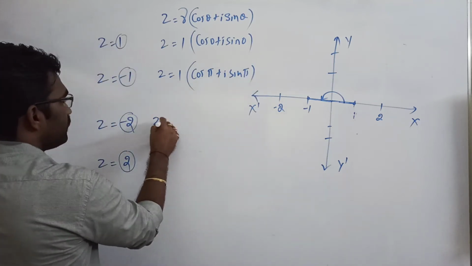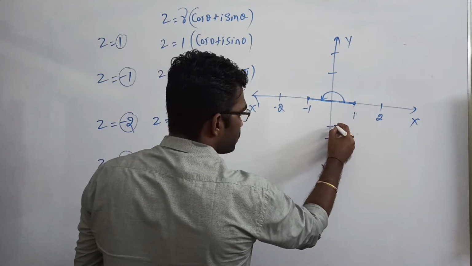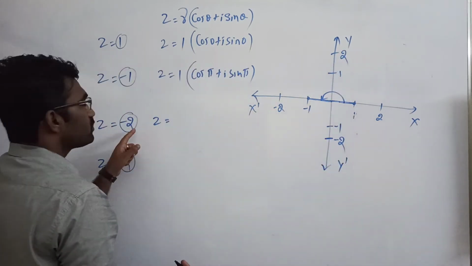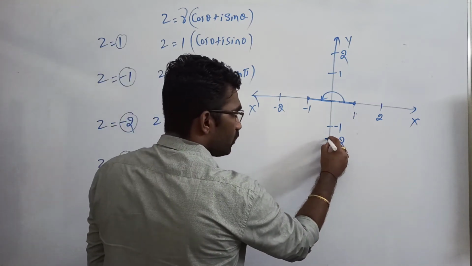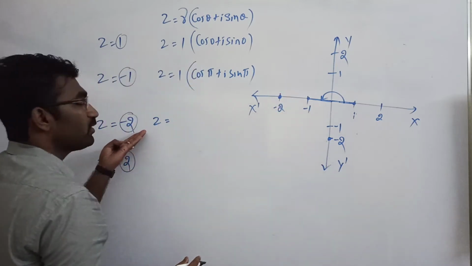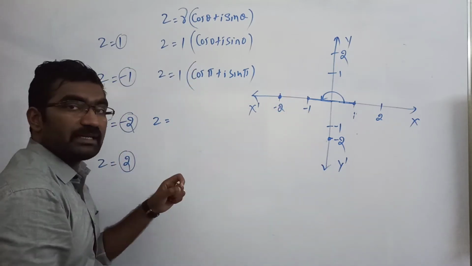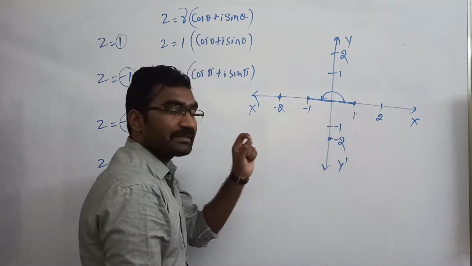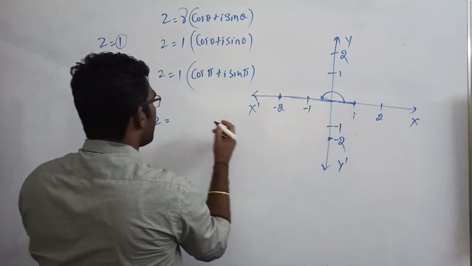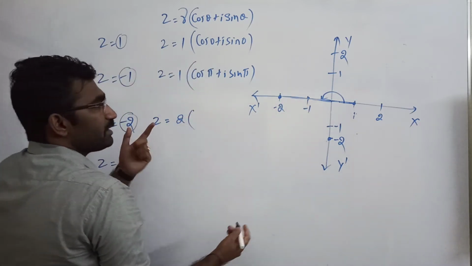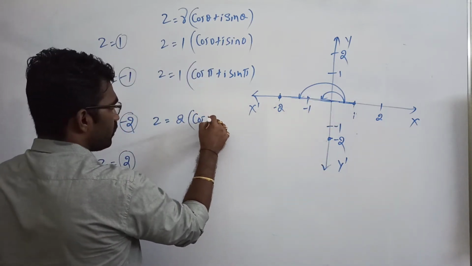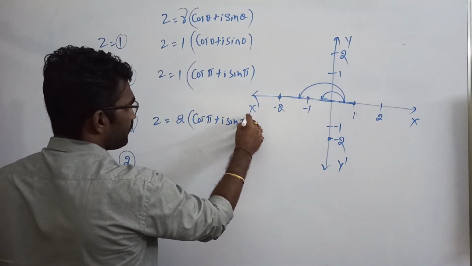Okay, similarly we can write z is equal to minus 2. So this is 1 now, this is 2. Z is equal to minus 2 means where does it lie? It lies on the x-axis only. Why? Because only the real numbers lie on the x-axis. Minus 2 means here. Therefore what is the distance from the origin? 2 units. Therefore r value is 2. Then what is the angle theta? 180 degrees. Again you can write cos pi plus i sine pi.